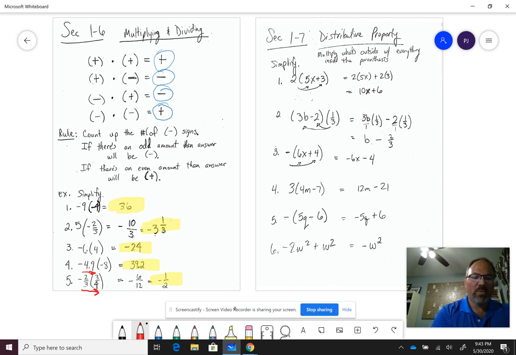If you have a whole number times a fraction, like number 2 here, you take it and put it over 1, and then you can multiply straight across. 5 times negative 2 gives me the negative 10. 1 times 3 gives me the 3.